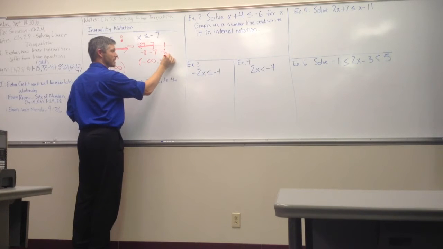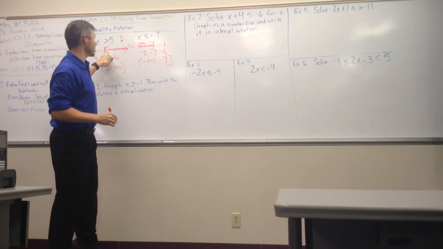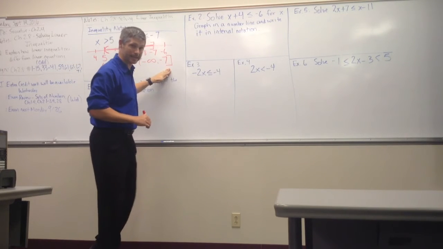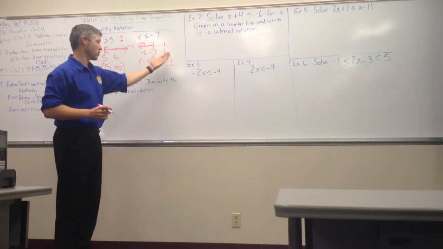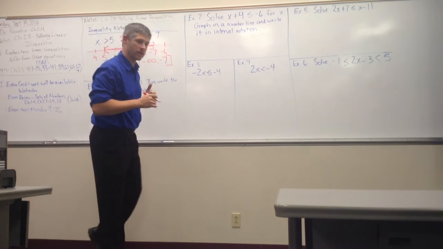Now we use something a little bit different than a parentheses. If there's an equal to, we're not going to be using a parentheses, we're going to be using a bracket. I'm sorry, there's a bracket instead of a parentheses in this case. It's going in that direction. All numbers that are less than or equal to -7, we're looking to go that direction. That's what I'm looking for.